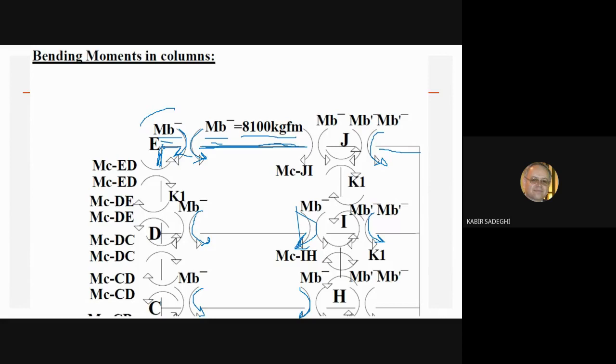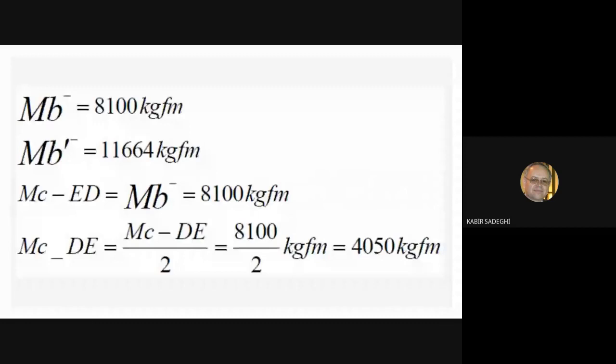In the next step, we calculate M at columns. Let's see how. Before going to that, these are the values that we had from the reaction or shear at the end of beams: MB negative for beam type 1, MB prime negative at the ends of beam type 2. And now M at point, for example, let's see. When we say M is moment, C is moment at columns, with near end E, far end D. MC, M for column, near end E, far end D. Let's see what that is.